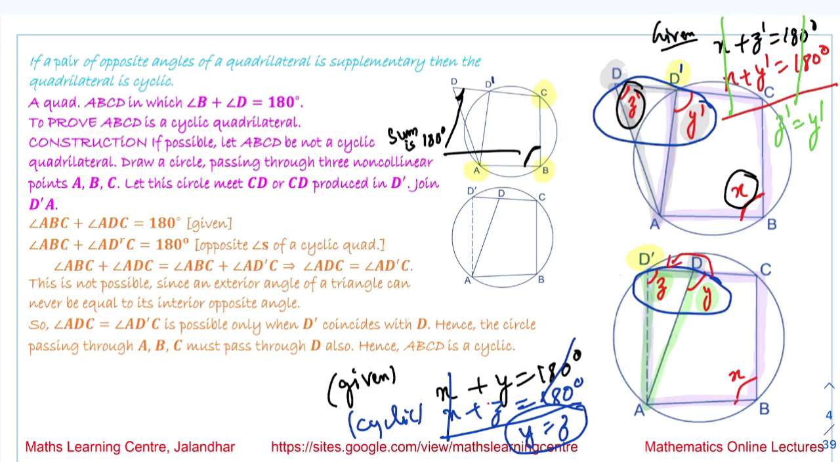So the problem is lying in our supposition that A, B, C, D is not cyclic. It means our supposition that A, B, C, D is not cyclic is wrong. So what we should have is that A, B, C, D is a cyclic quadrilateral, and this is what we have to prove.